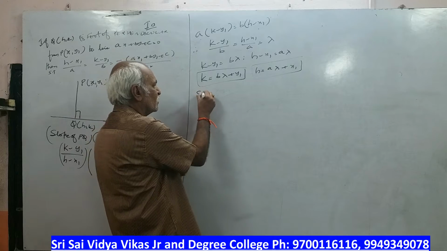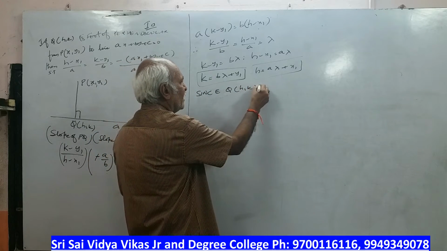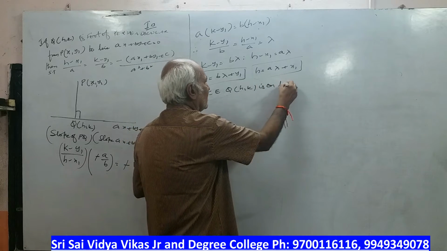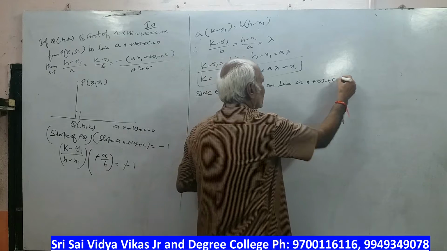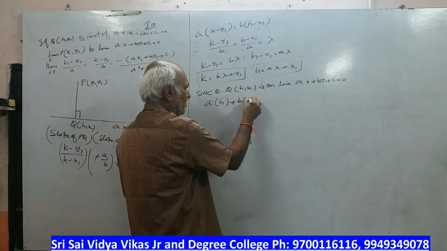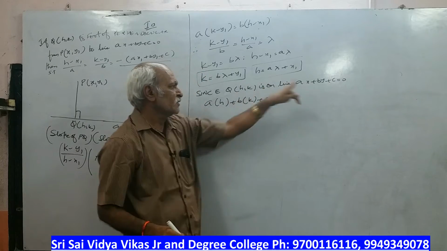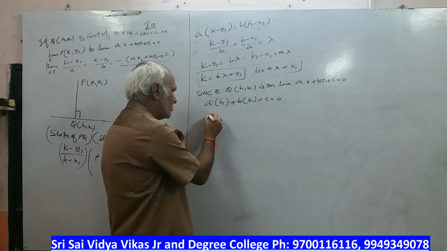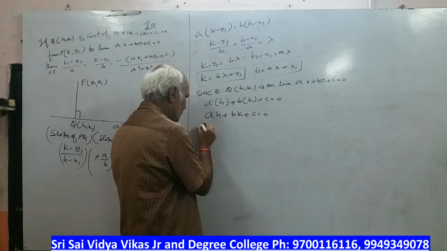Now since Q(h, k) is on the line ax plus by plus c is equal to 0, so a into h plus b into k plus c is equal to 0. X is replaced by h, y is replaced by k. Therefore ah plus bk plus c.